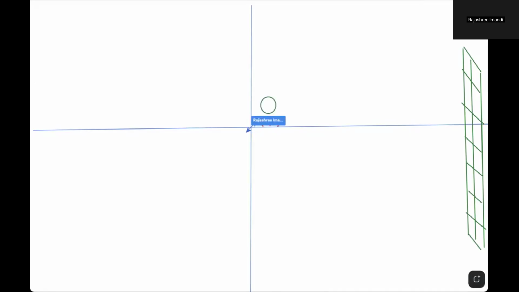Okay. So the ball is over here at 0, 0. I hope you all can see clearly. Yes, we can all see your drawing, Ms. Rajeshri.